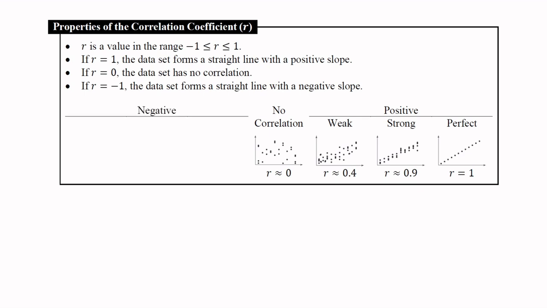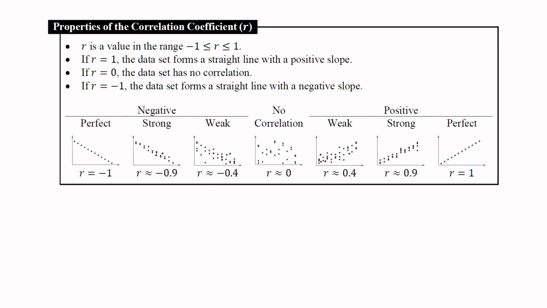On the other end, we have negative correlation, which can either be weak, which is a value closer to 0 in the negative direction, strong, which is closer to -1, or perfect, where the value itself is -1, meaning every point falls along a straight line.